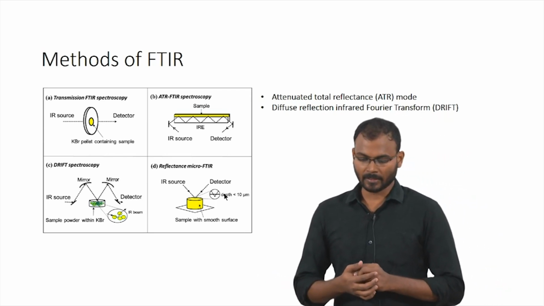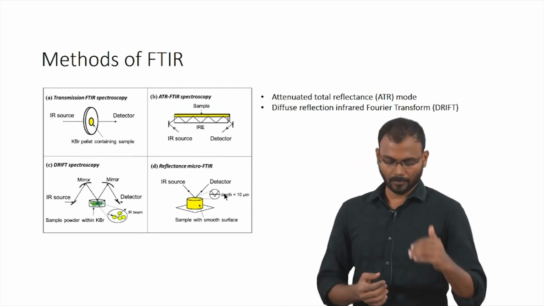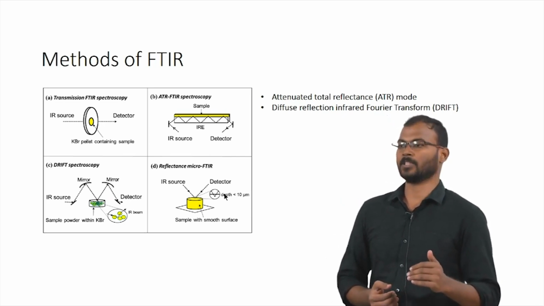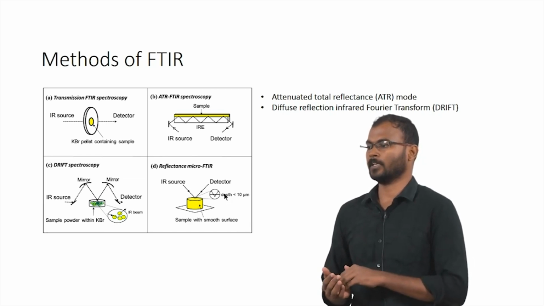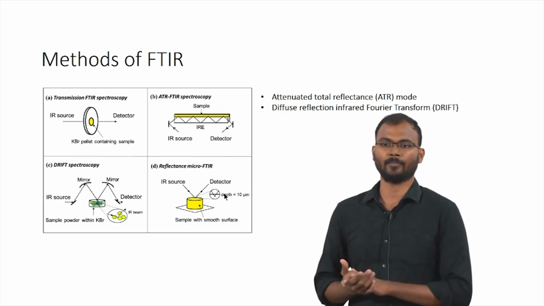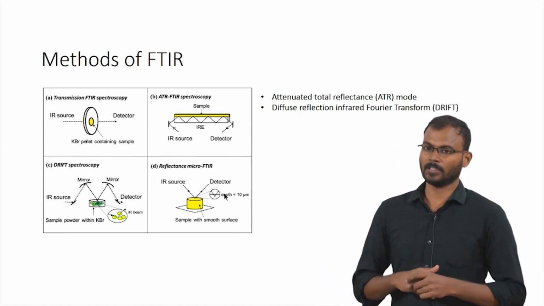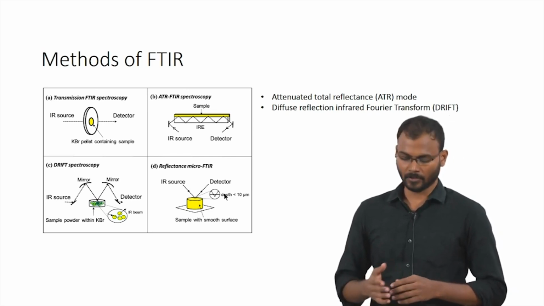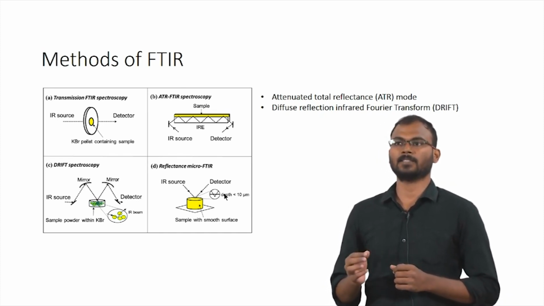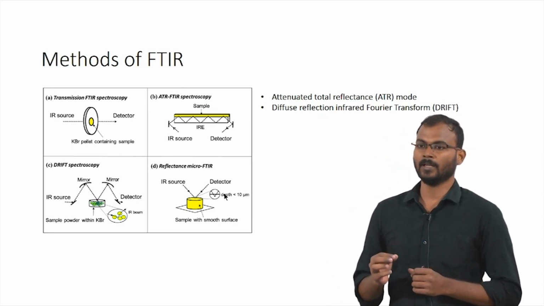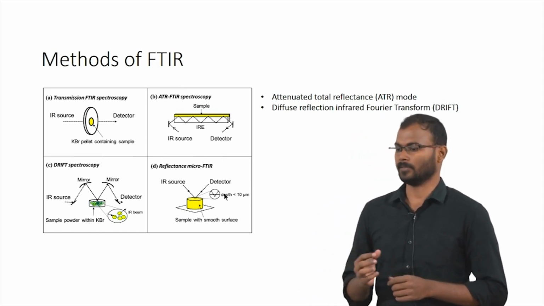Then DRIFT spectroscopy, diffuse reflection infrared Fourier transform, is similar to transmission FTIR spectroscopy, but it goes up to a particular depth, where the IR rays diffuse and then are reflected back into the detector. Then reflectance micro FTIR is a new technique where you have a very small sample, and the IR source can be reflected and detected for a very small amount of sample with high sensitivity.